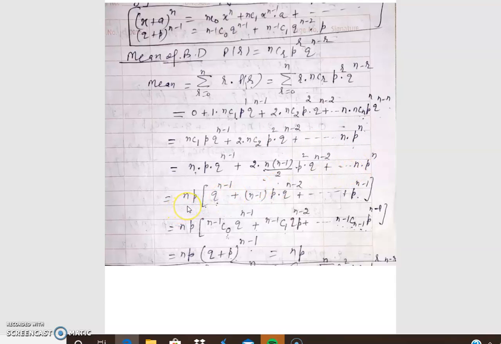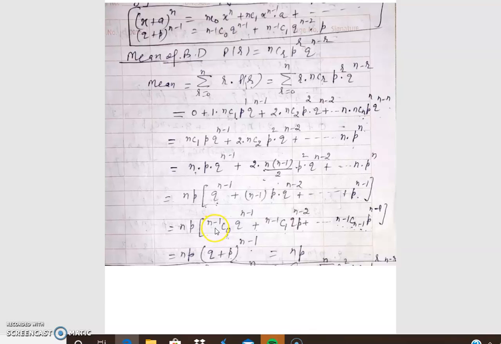np is outside the bracket, and this value is q^(n-1) plus (n-1) p q^(n-2) plus, in the last, p^(n-1). And here there is a formula, (x + a)^n. This expansion you know very well: nC0 x^n plus nC1 x^(n-1) a plus and so on. Here I have q in the place of x and p in the place of a, so that's why I can write this value as q^(n-1).